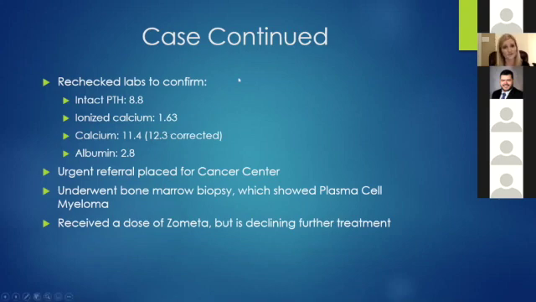And I did recheck the labs just to confirm and to see where her ionized calcium was. After that came back, her intact PTH was 8.8, the ionized calcium was 1.63, calcium was 12.3 corrected. So I placed an urgent referral for the cancer center after undergoing a bone marrow biopsy. She was diagnosed with plasma cell myeloma, and she received a dose of Zometa, but is declining further treatment.